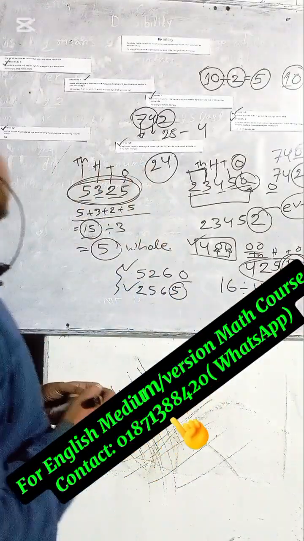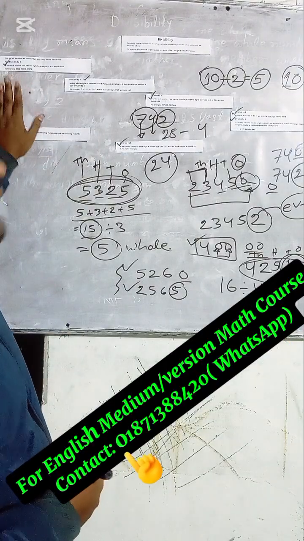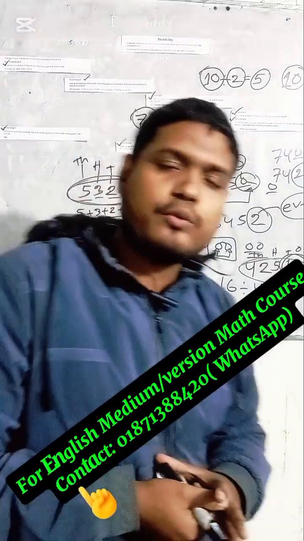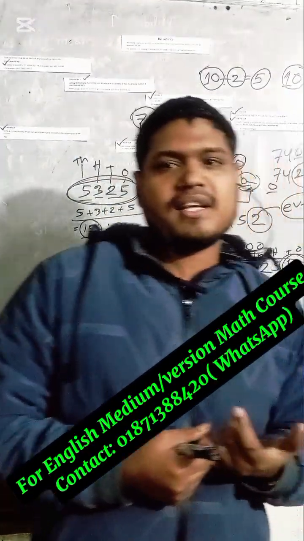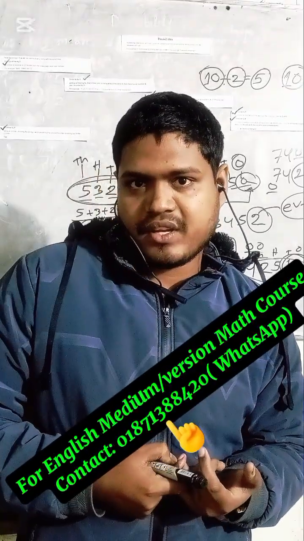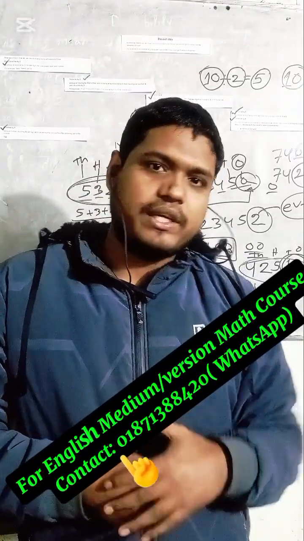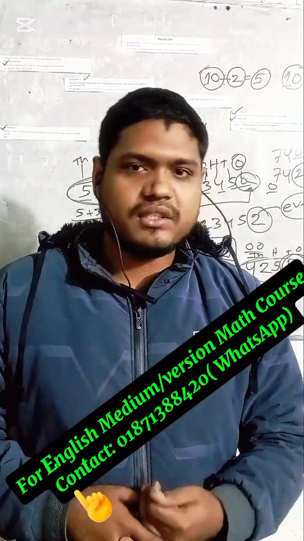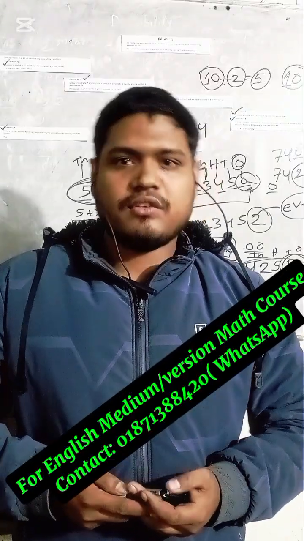Clear? So today we have learned divisibility, divisible by 2, divisible by 3, divisible by 4, 5, 6, 7 and 8. And in the next video, we will learn about divisible by 9 and, most important, divisible by 11. Thank you very much for watching this video.